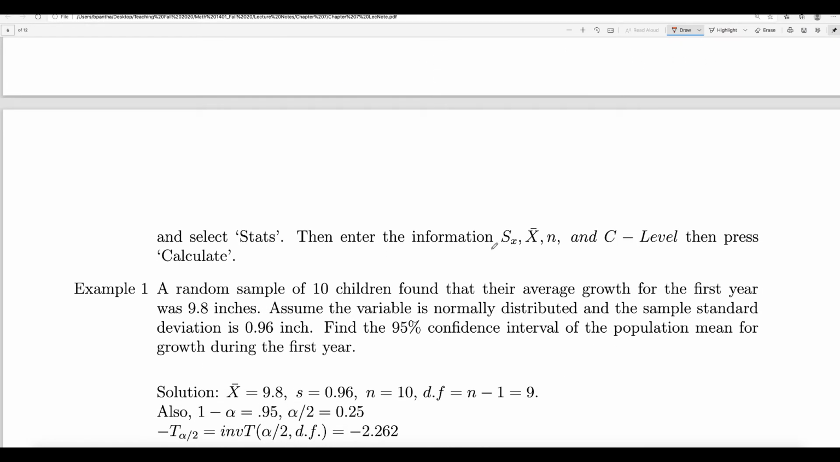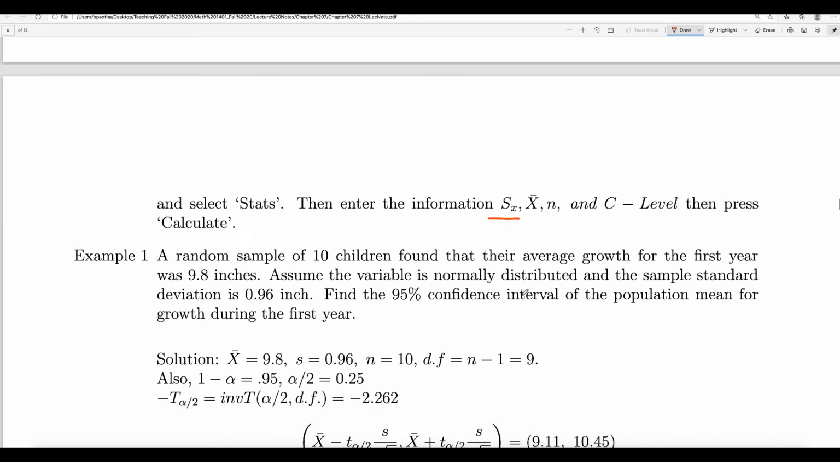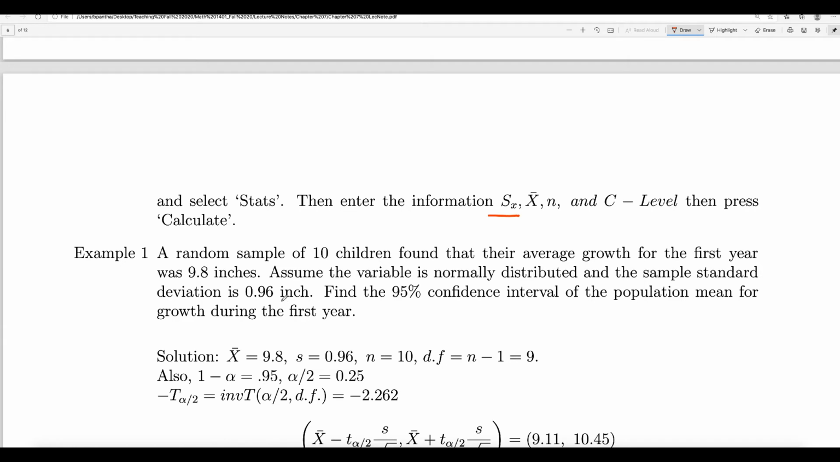Okay, instead of sigma you will have to enter SX, that is the sample standard deviation. Okay, let us do this example. A random sample of 10 children found that n is 10, right? Their average growth for the first year is 9.8 inch.